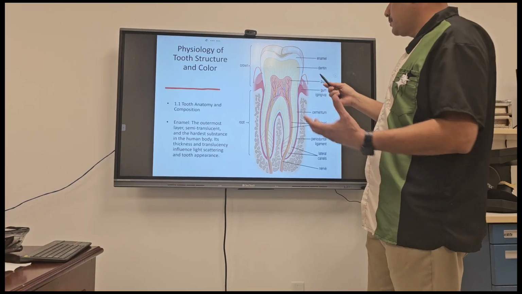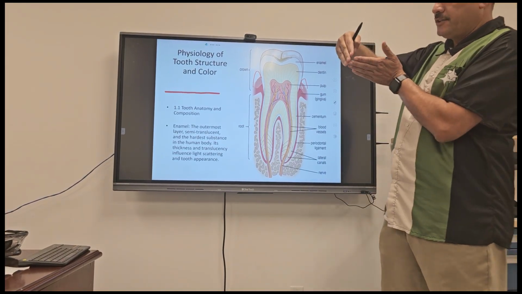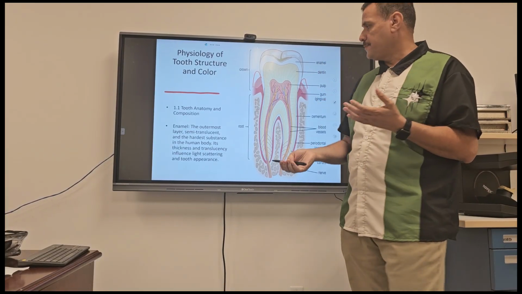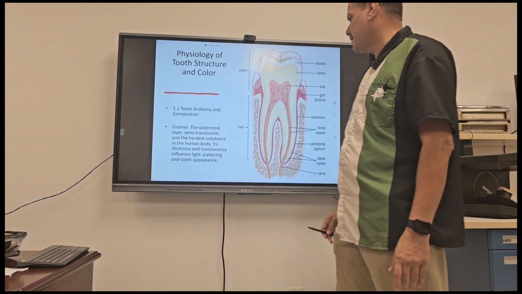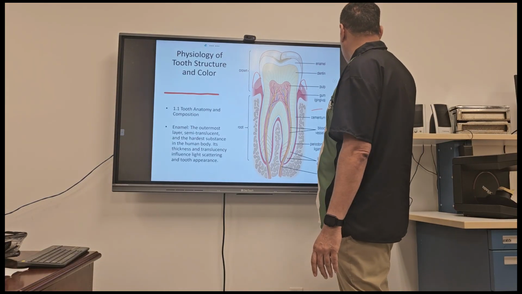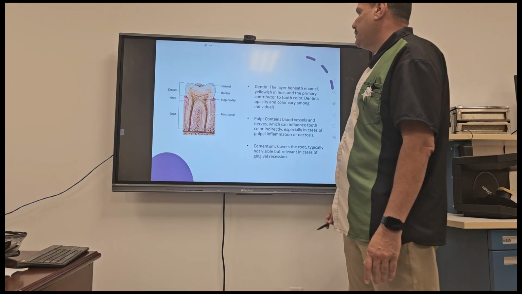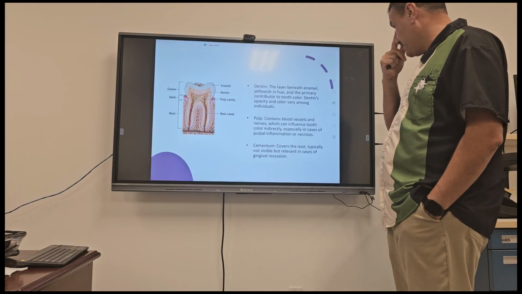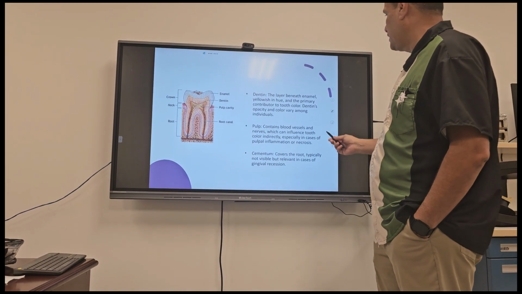So the enamel is the outermost layer, semi-translucent. The tip of the central incisor is almost translucent because it's just enamel. There's no dentin. It's the hardest substance in the human body. Dentin is the second layer, yellowish in hue, and the primary contributor to tooth color. Dentin's opacity and color vary among individuals.